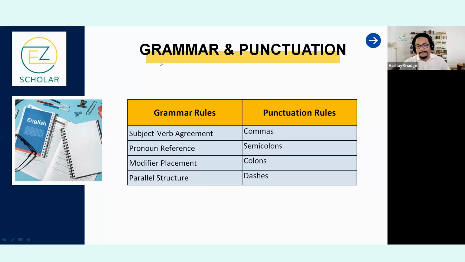So just maybe search on Google. It's not a very difficult thing to crack, both of these modifiers and parallel structures. So just review them very carefully. And then in punctuation, again, you have to be very, very confident with commas, semicolons, colons, and dashes, when to use them, where to use them.